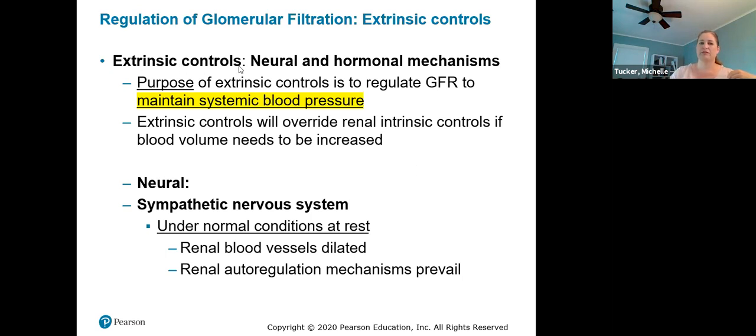So these extrinsic controls are going to prioritize the systemic system, the heart, the brain, the lungs, over the kidney. Because you can survive about 2 days with no kidney function or suboptimal. So this is more, we need to take care of the brain and the heart right now. Outside of those levels, there are two mechanisms, neural and hormonal. We've gone over these actually a few times.